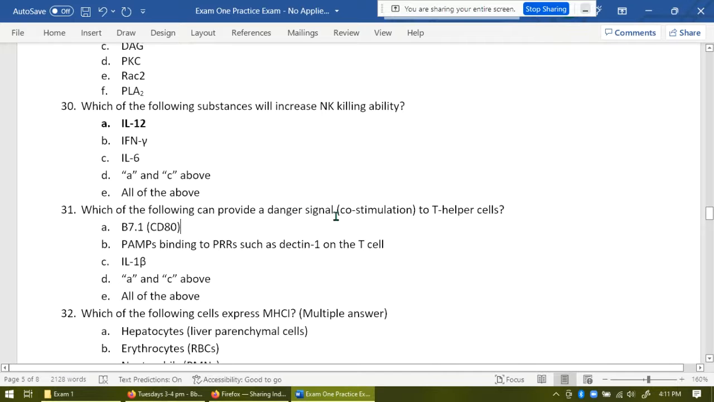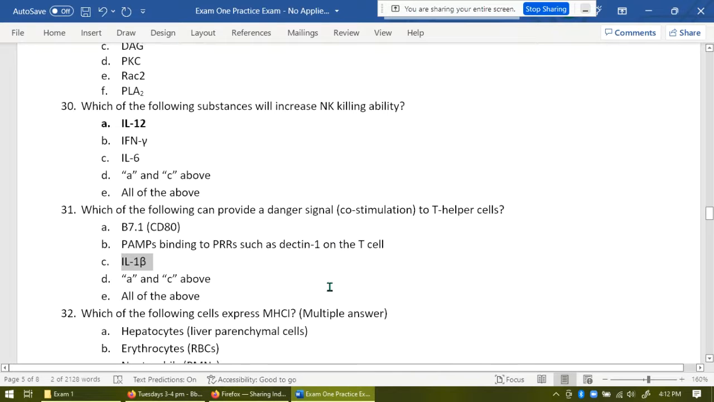Which of the following can provide a danger signal or co-stimulation to T helper cells? B7.1 or CD80. That one can certainly provide co-stimulation, right? That's the classic example. PAMPs binding to pattern recognition receptors like dectin-1 on a T cell. No, T cells are not stimulated by actual PAMPs. So they're not stimulated by microbes themselves. They're stimulated by antigen-presenting cell molecules, okay? So that one's not going to do it.